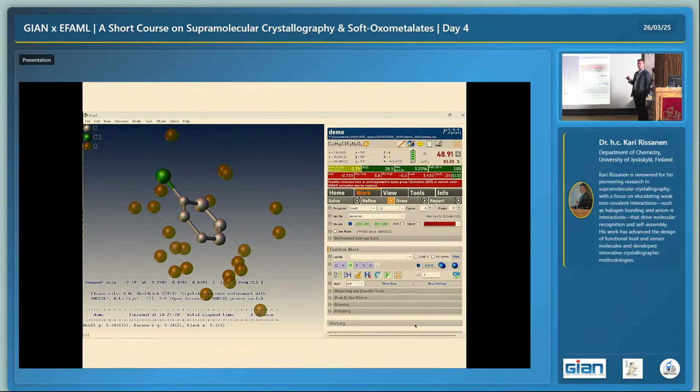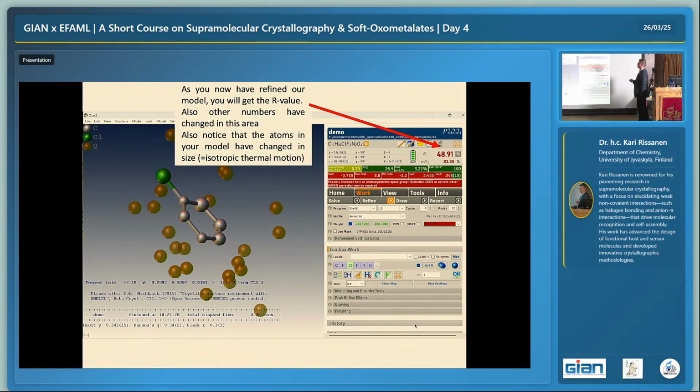Now something interesting happened. Look, there is again the blob of these brown balls, and now you can see that they changed the size of the balls. What is happening is it's estimating the thermal movement of the atoms, because all the atoms are vibrating. So it estimates their thermal movement as a sphere. You can see there are different sizes. Don't worry about this.